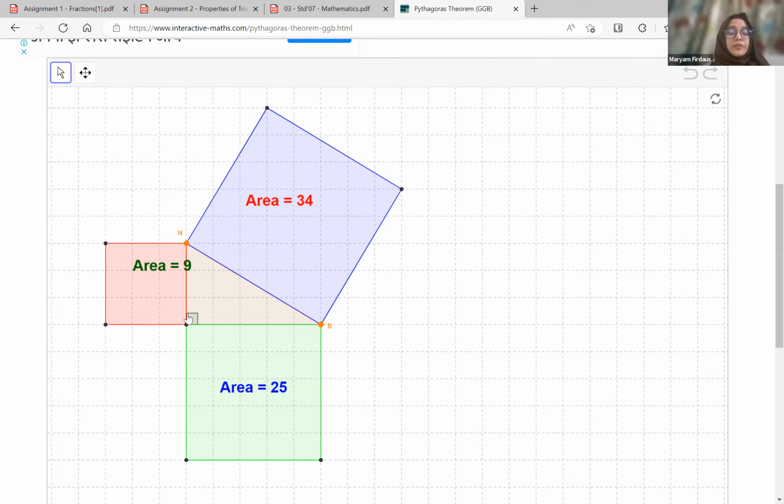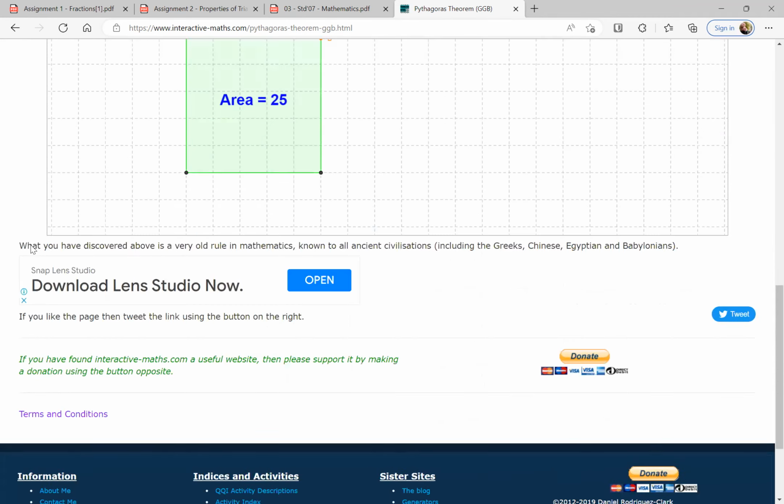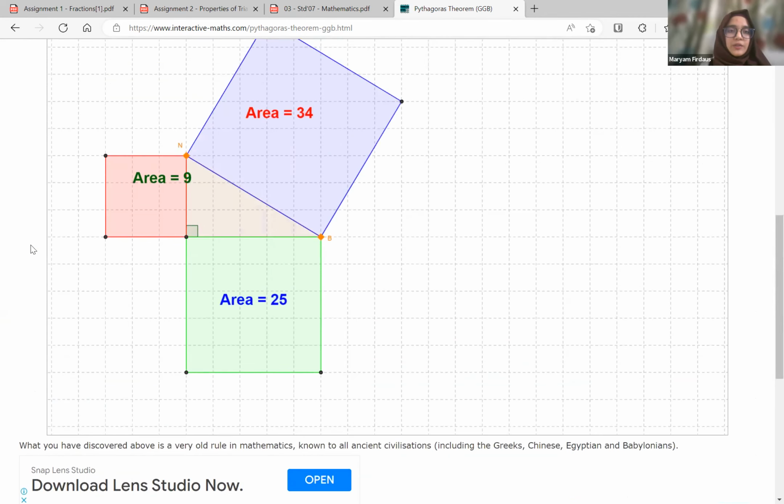What's the length of the side, bacha? This one, the red side. 39. No, that's not the length of the side. Dekho, don't look at the area. We're not talking about the area. We're talking about the length of the side. What does that mean?